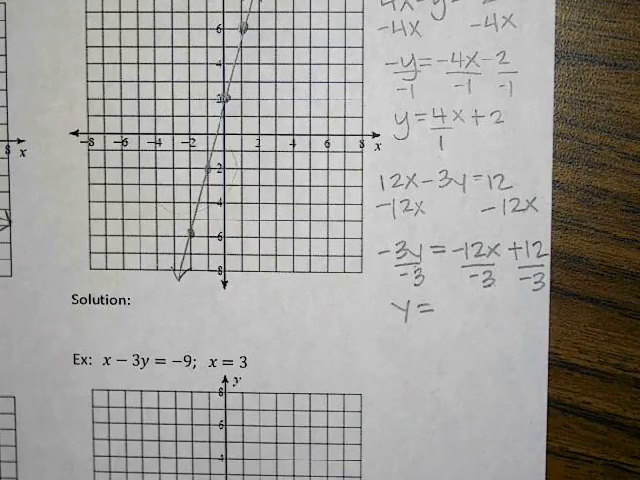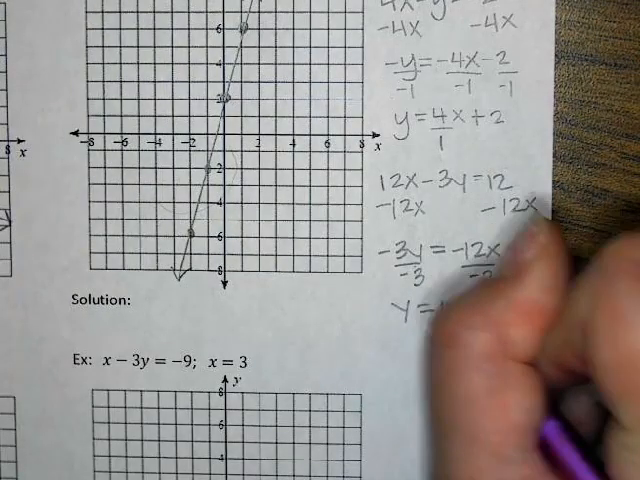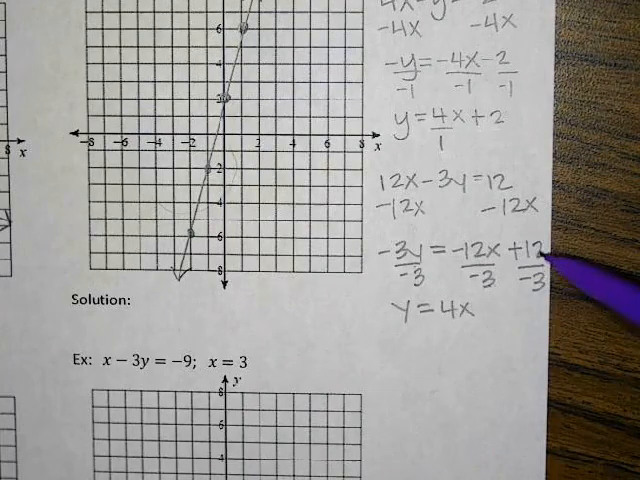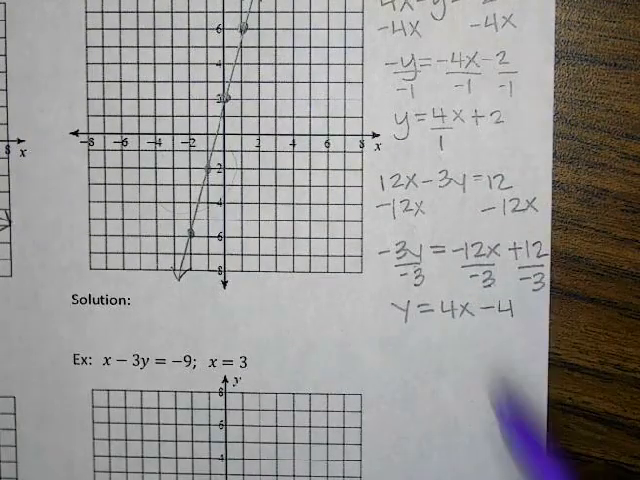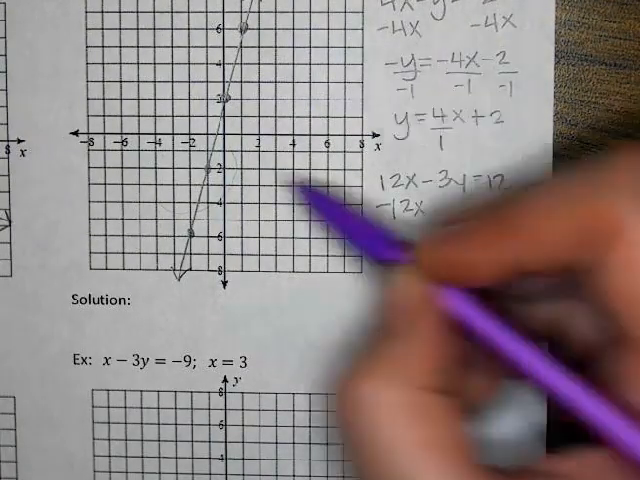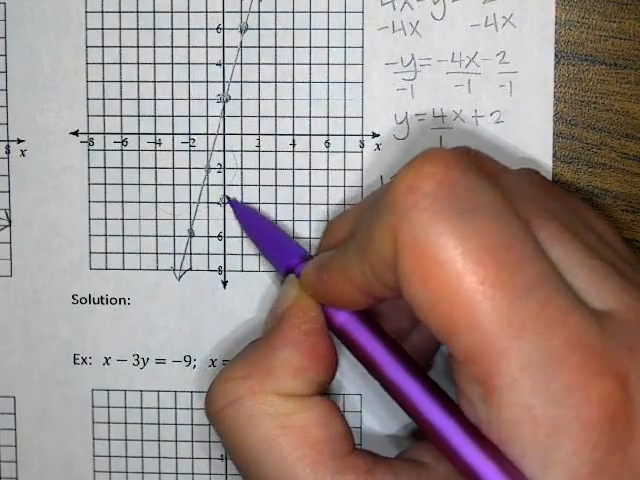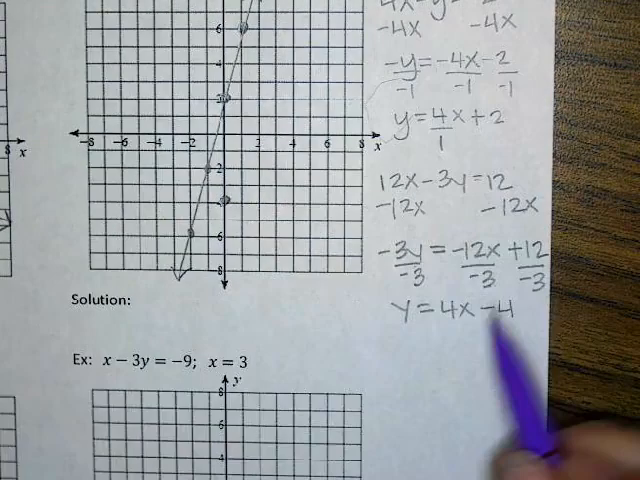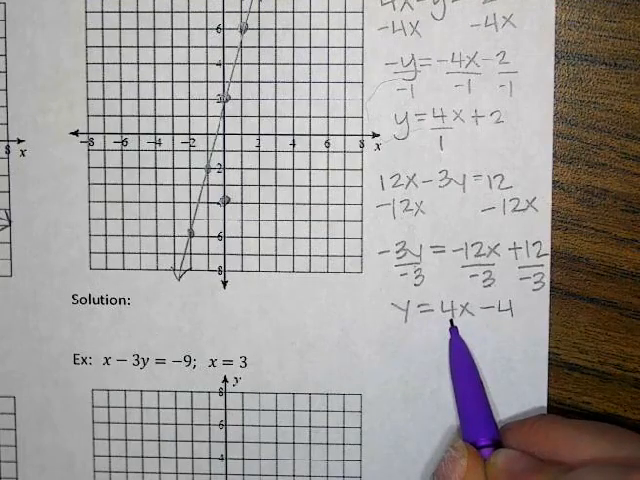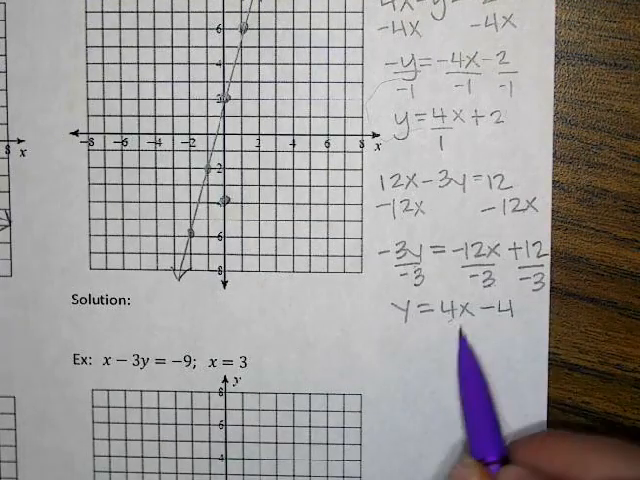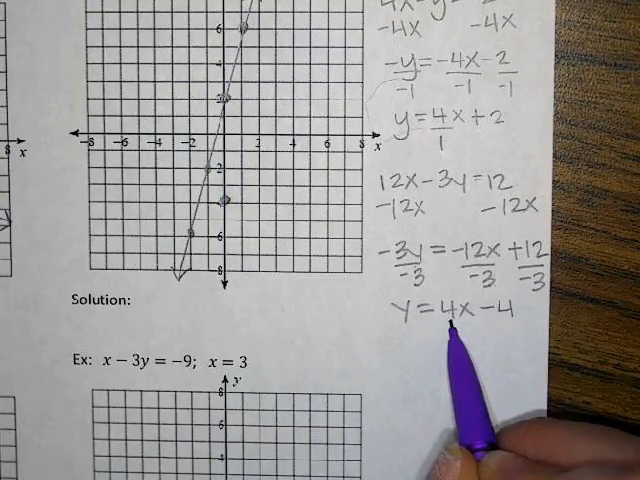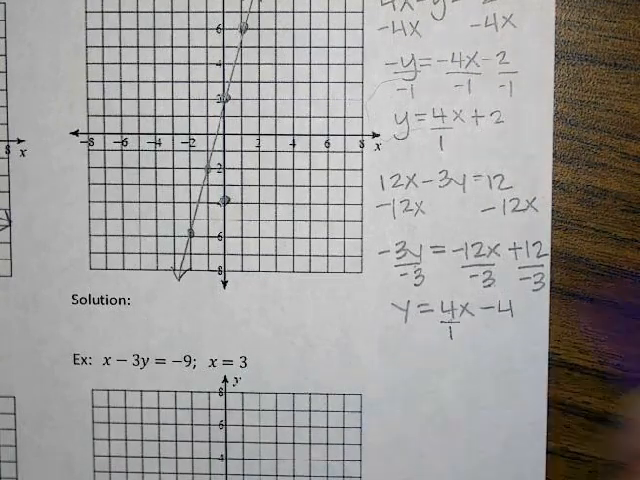Positive 4x, and then now we have a positive 12 divided by a -3... -4 this time, okay. So we can start at -4, and then we need a fraction for this one. So we've got positive 4, and if we write it as a fraction, how do we do that? Over 1.